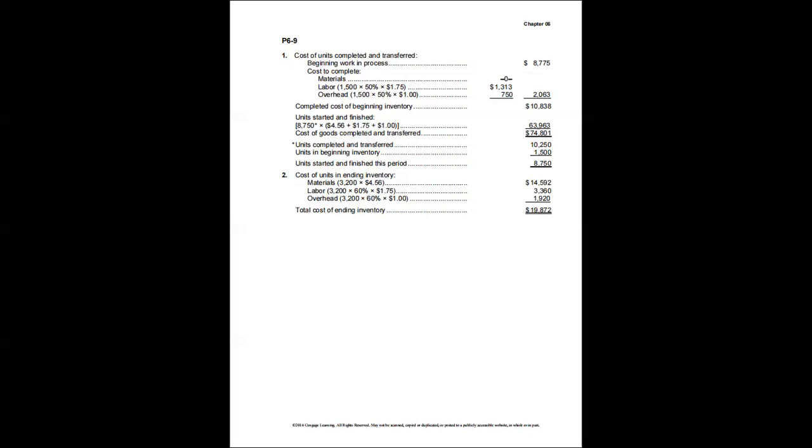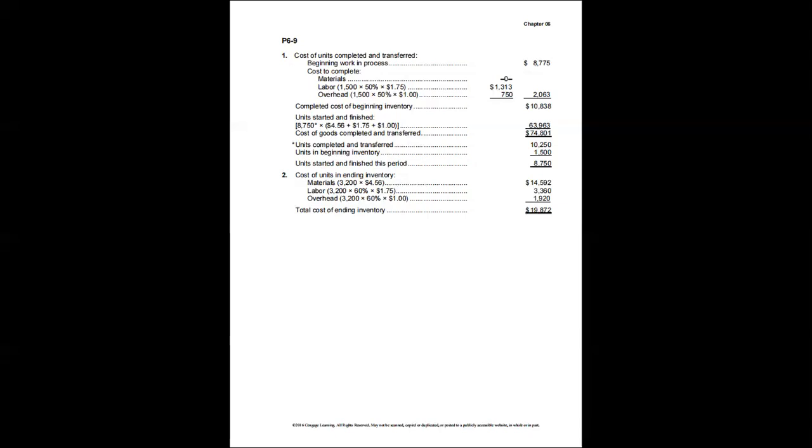Units completed and transferred, 10,250. Beginning inventory 1,500. So we have just started and finished during the current period. Cost of the units in ending inventory 14,592. We have the corresponding computations. Labor is 3,360 and the overhead of 1,920. We have the cost of the ending inventory in problem 9.